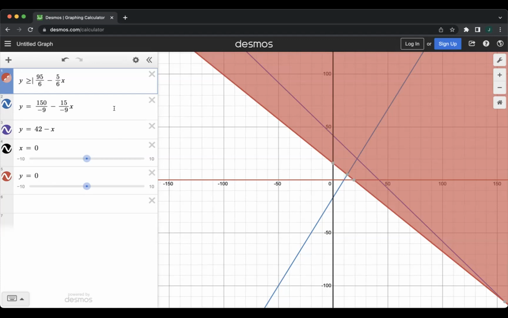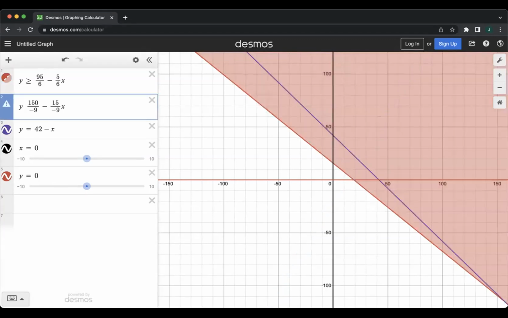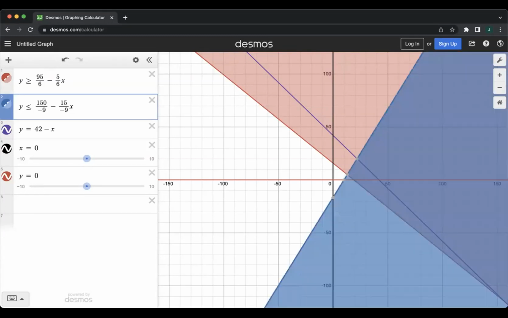And then if I look at the second inequality here, maybe it'll look good enough on Desmos. Let's try it here. This one was less than or equal to. So we would shade below that line, right? And we're also keeping it solid because points can lie on that line.